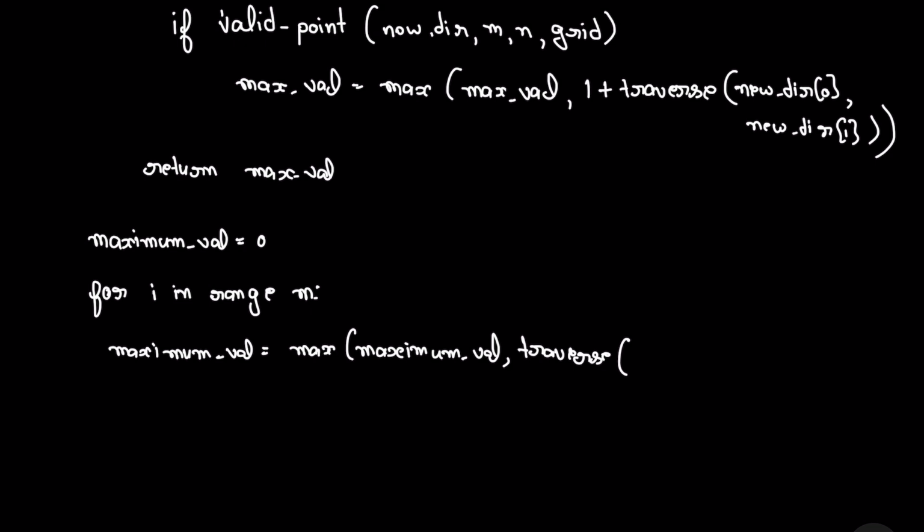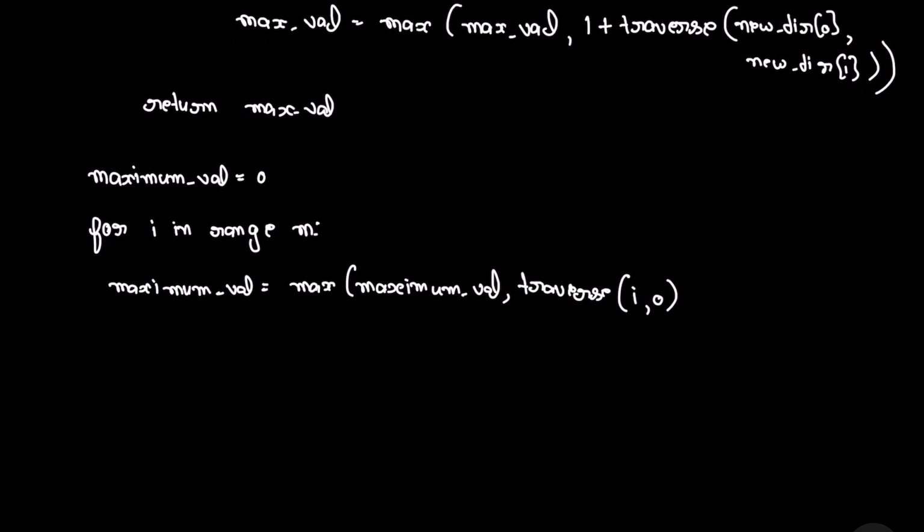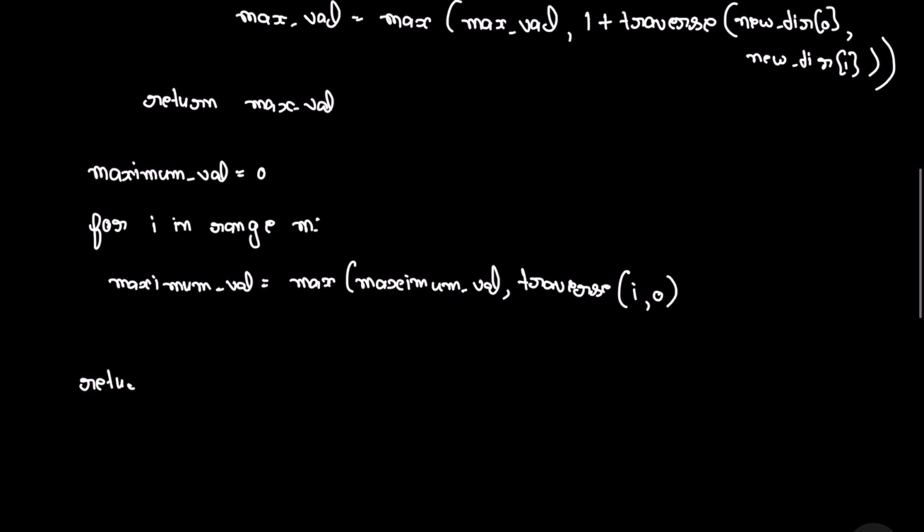Traverse in range what? I know my column will always be 0. I just need to iterate over the row values. The row value is given by i and the column will always be 0. End of the day, I'll create some maximum value for all these rows, and then I will just return maximum value. Now this shall solve our problem.